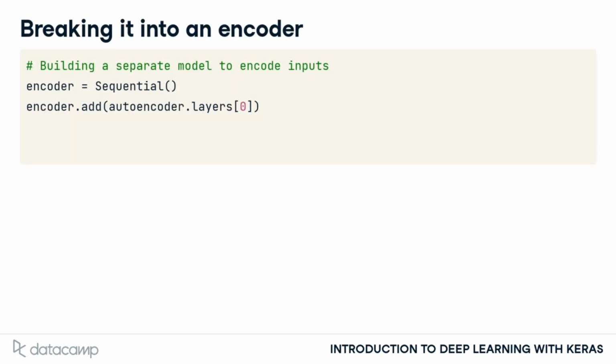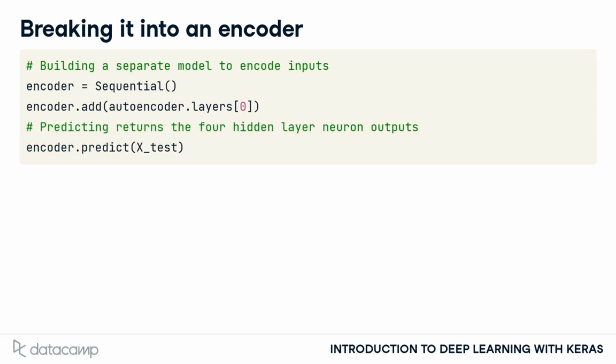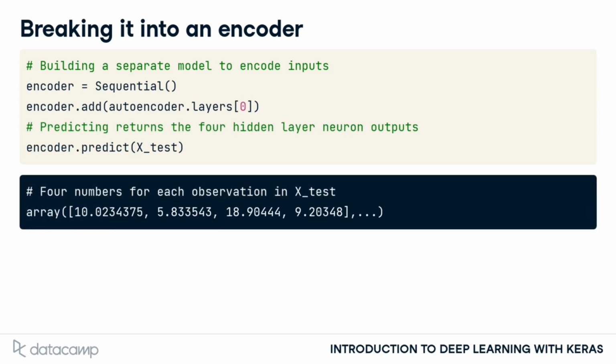Once you've built and trained your autoencoder, you might want to encode your inputs. To do this, you just have to build a new model which uses the first layer of your previously trained autoencoder. This new model's predictions return the 4 numbers given by the 4 neurons of the hidden layer. It is effectively returning a 4 number encoding of each observation in the input dataset.